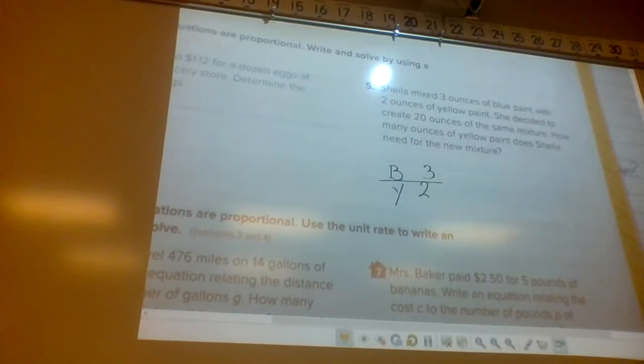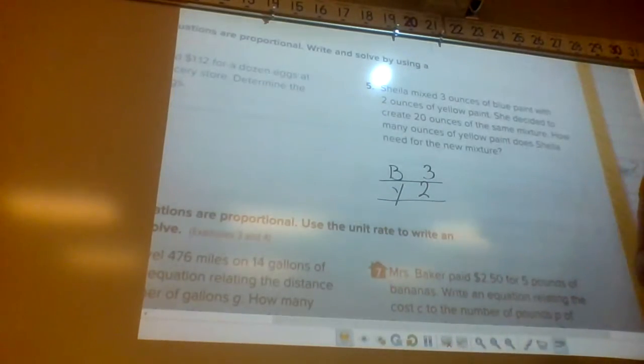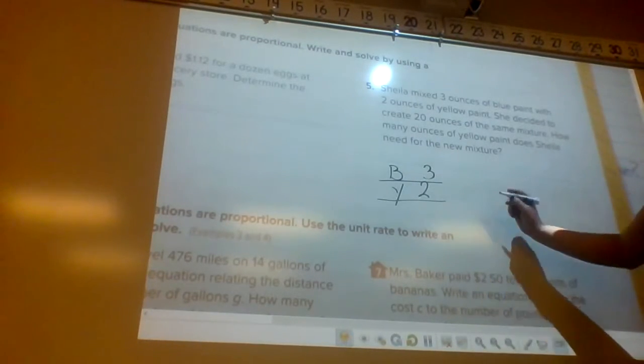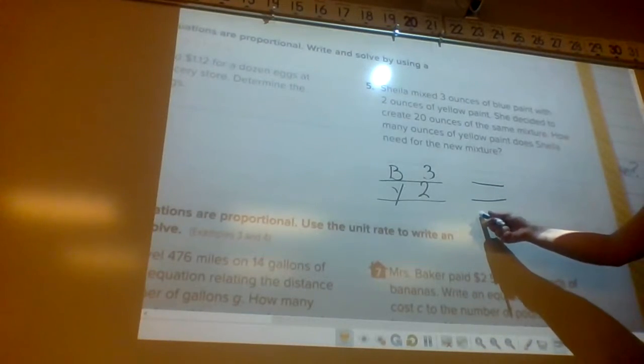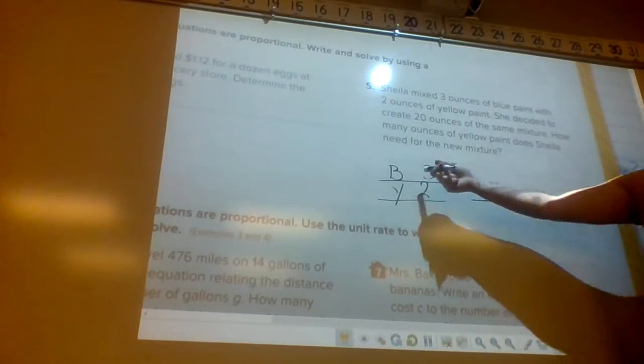Then we continue. She decides to create 20 ounces of the same mixture. So is that 20 blue or 20 yellow? Both. This is a mixture. This is both of them. Because it goes for both of these, you're going to put a third line. But is the 20 going to go here with the 3 and the 2, or is it going to come to this side? To the other side. First, second, or third spot.